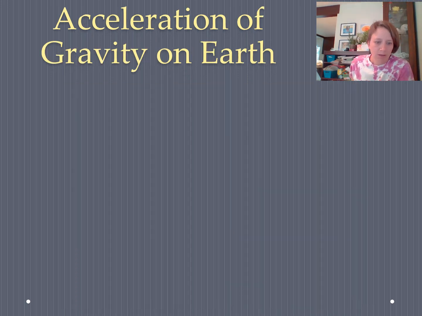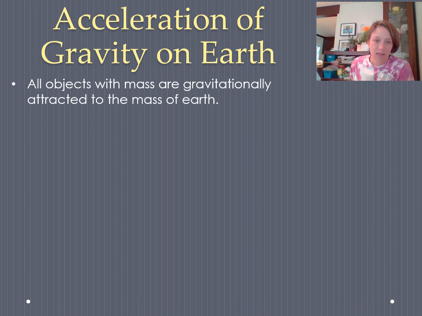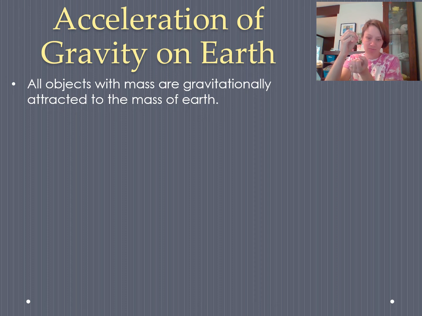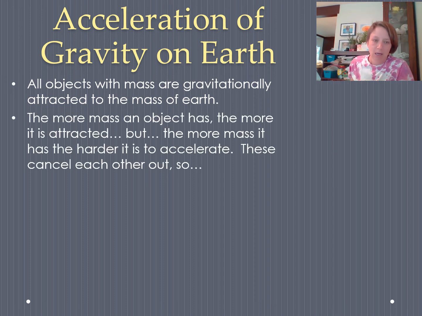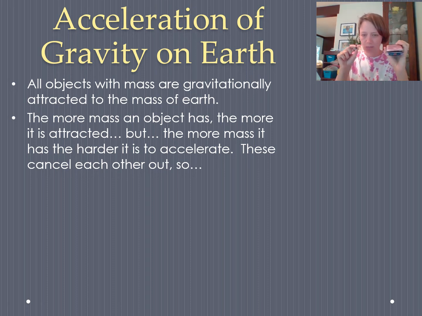You're probably aware that all objects on Earth accelerate when they are dropped. You've dropped lots of objects in your life. In terms of physics, we would say that objects with mass are gravitationally attracted to the mass of the Earth. Two objects that have mass, like your pencil and the Earth, are going to pull towards each other. It also probably makes sense that the more mass an object has, the more it's pulled towards Earth. I have a pencil and a phone here, and the phone is going to be pulled harder to Earth than the pencil because it has more mass.